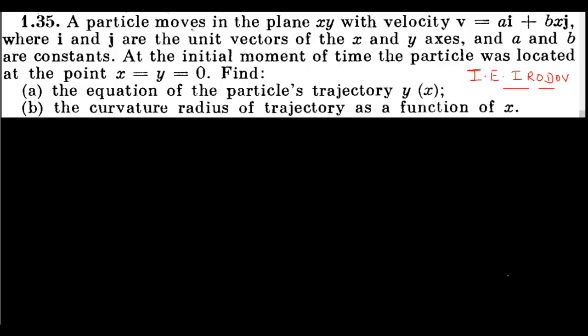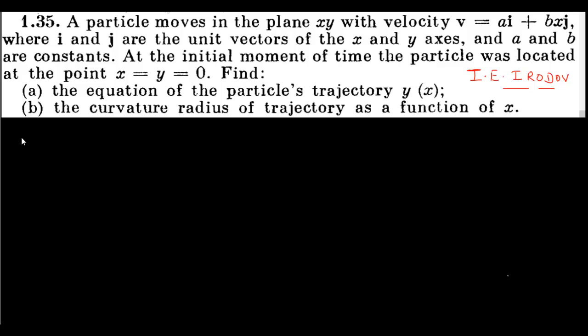A particle moves in the plane xy with velocity v equal to a i plus b x j, where i and j are the unit vectors of the x and y axes, and a and b are constants. At the initial moment of time, the particle was located at the point x equal to y equal to 0, and we have to find the equation of the particle's trajectory y as a function of x, and the radius of curvature of the trajectory as a function of x.